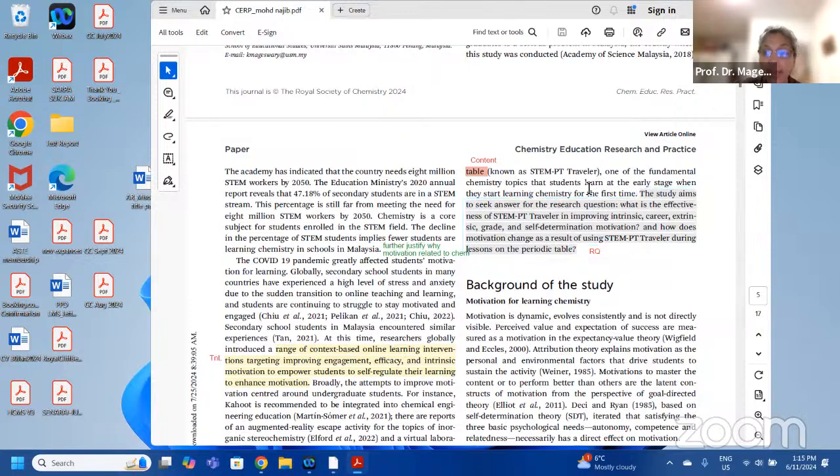Okay, and then I end this introduction with a research question. The study aims to seek answer for the research question: what is the effectiveness of STEM PT Traveller in improving intrinsic, career, extrinsic, and grade and self-determination motivation? These are the different subscales of motivation according to Glean. And how does motivation change as the result of using STEM PT Traveller? You see there are two questions on motivation because this study used mixed method design. So there are two research questions. So that is another level.